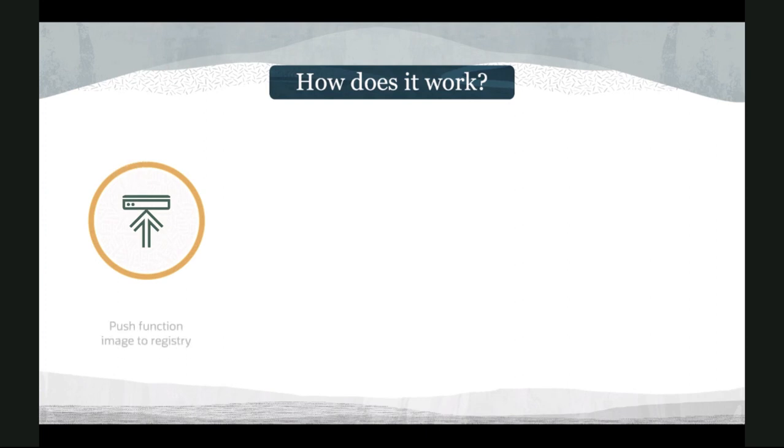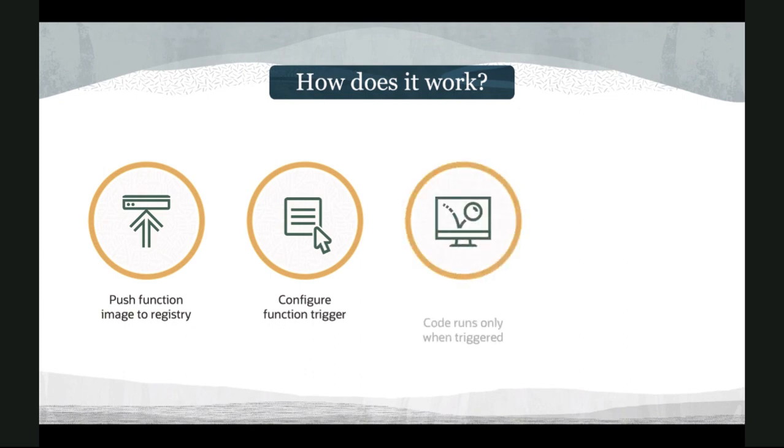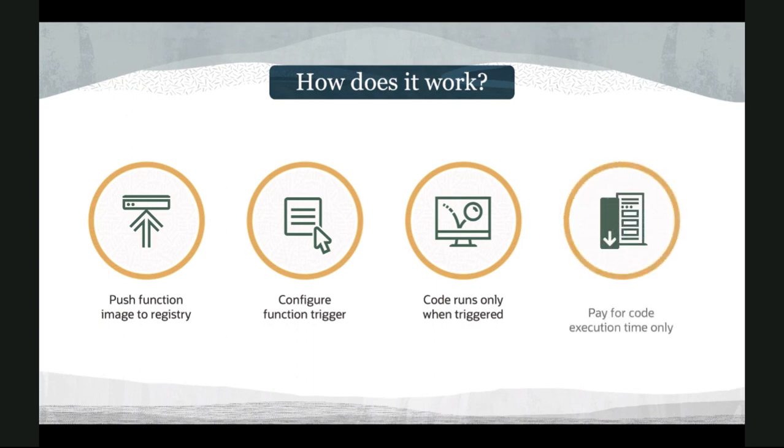So how does it work? They give you a function CLI, you write your function code, and you run a command that will package the function code as a Docker image and push this function image to a registry. The next step, you will configure a function trigger. Now, what is a function trigger? A function trigger is the condition when you want to execute this function. An example of a function trigger is an HTTP request made to invoke the function. Your code will run only when it is triggered. So in this example, your code will run when somebody makes a request to invoke your function. And you pay only for the code execution time. So there is no charge for idle time.